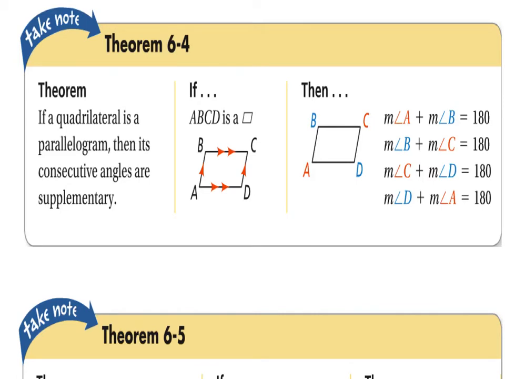Now, B and D, these are not consecutive angles. Those are opposite angles, okay? Those are not consecutive angles. They're not one right after the other. You notice you skip A to get to B, or you skip C to get to B from D, okay? So only consecutive angles are supplementary.